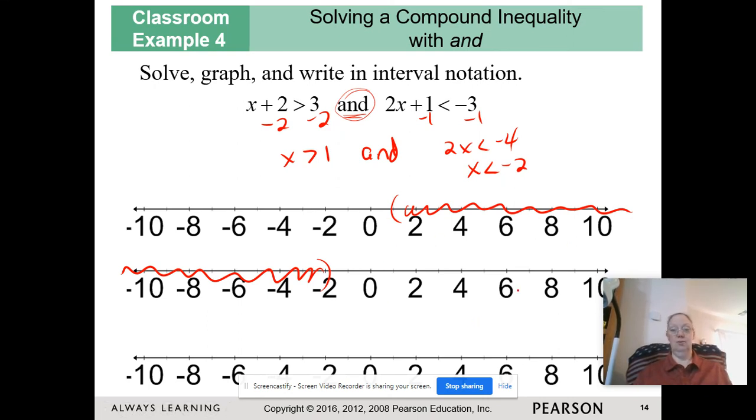Well, nowhere, in fact. It does not overlap anywhere. So my graph would be completely blank because there's no overlap. And my interval, empty set, there is none. There's no overlap. There's no intersection.